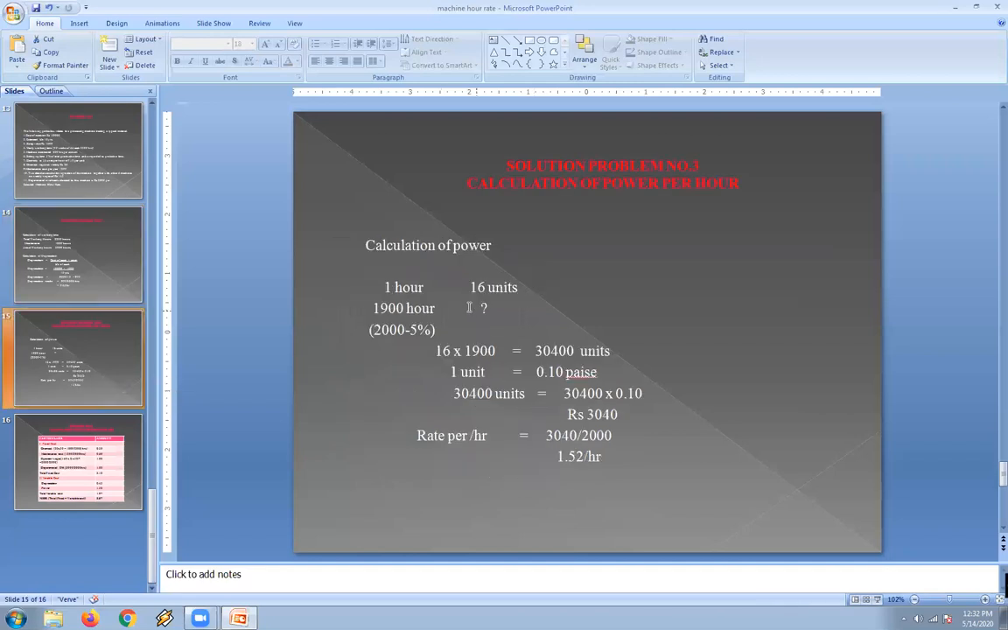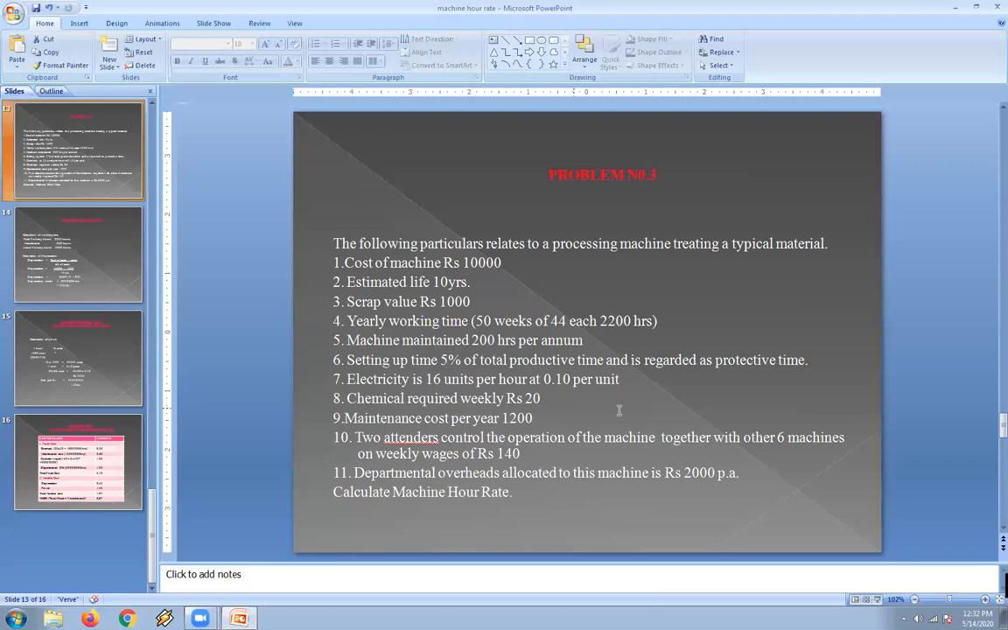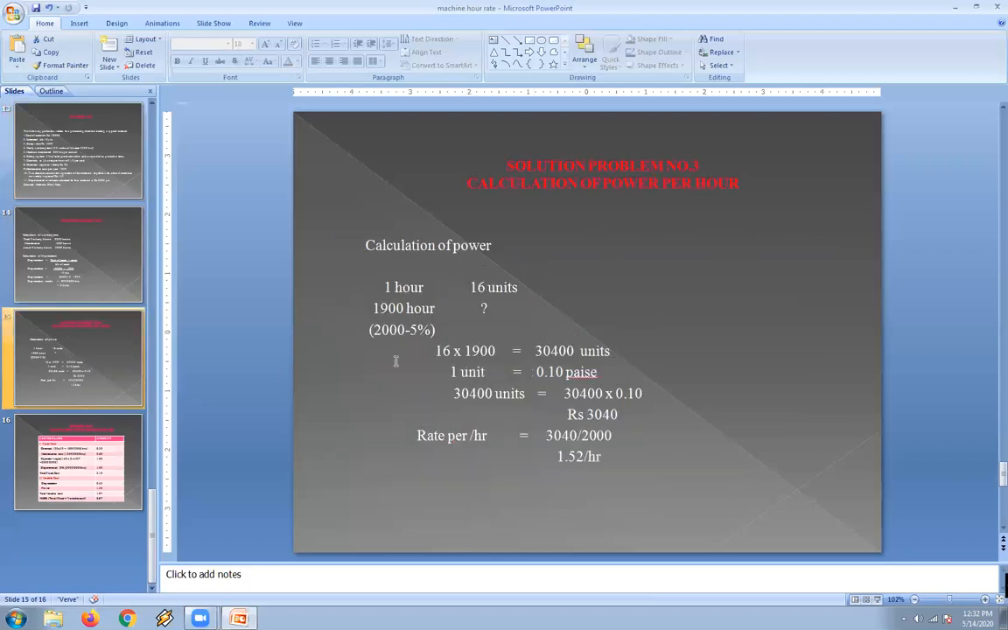Next we have to calculate the power. For 1 hour they have given 16 units, at 10 paisa per unit. So out of 2,000 working hours in a year, every time you start, the setting up time is 5%, which becomes unproductive. So it should be deducted. That is 2,000 minus 5%, so we get the total number of hours as 1,900 hours.